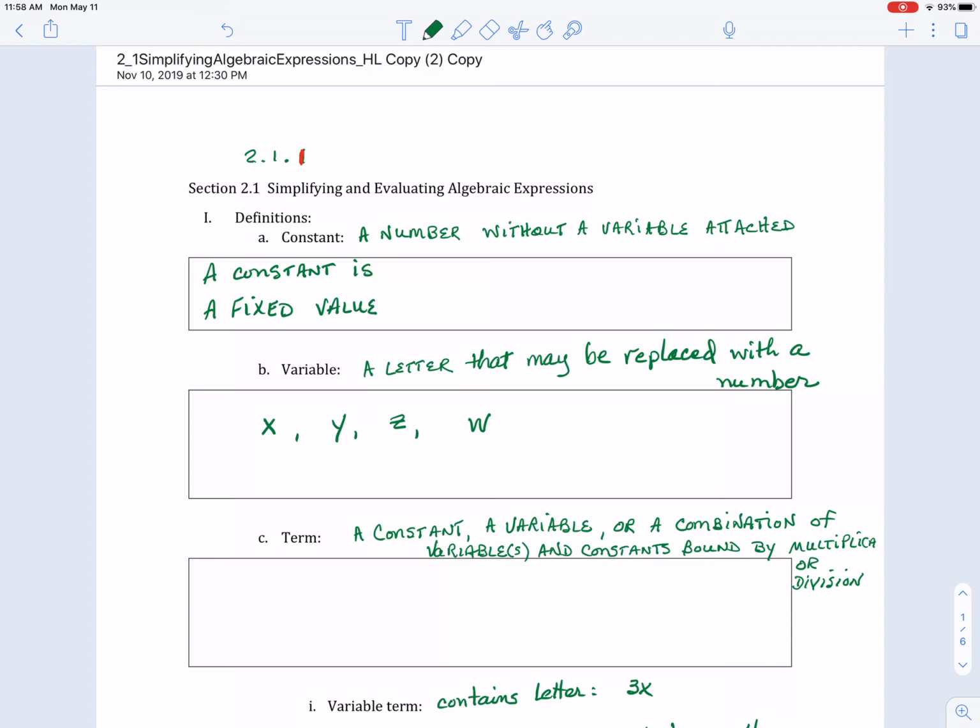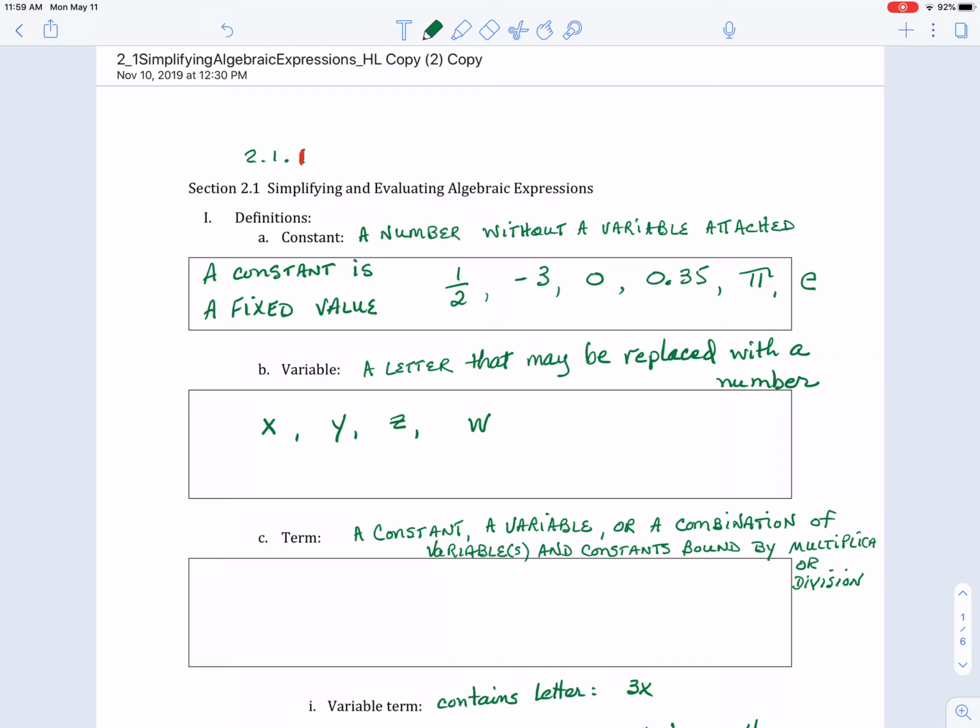What is a constant? A constant is a number without a variable attached. A constant is a fixed value, so it is not changing, it's not going to vary. And examples of constants can be fractions, can be negative numbers, can be zero, can be a decimal, even can be a number like pi, or some of you will go on and learn about a number called e. Those are fixed values, therefore they're called constants.